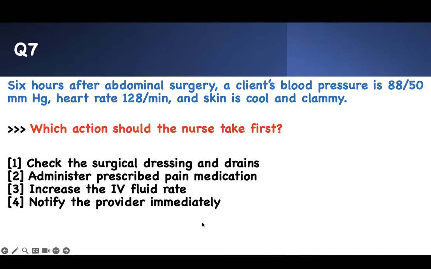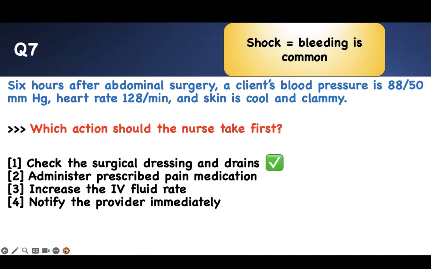Check the dressing and the drain. If you see blood, call the doctor and say, yep, we have a problem. It's bleeding. The patient is hypovolemic. Something is not right. Therefore, that's your right answer.